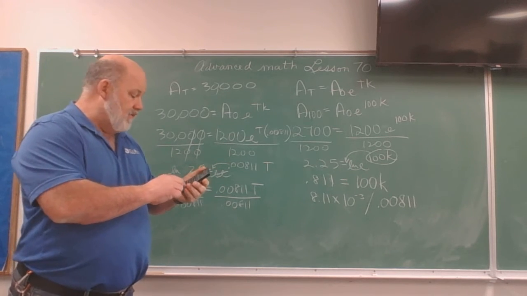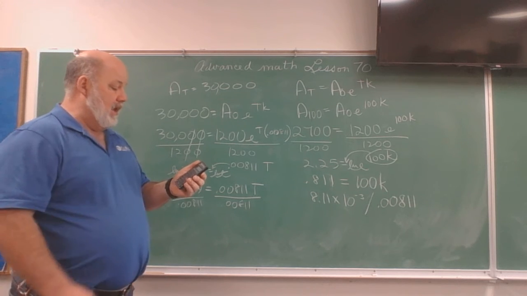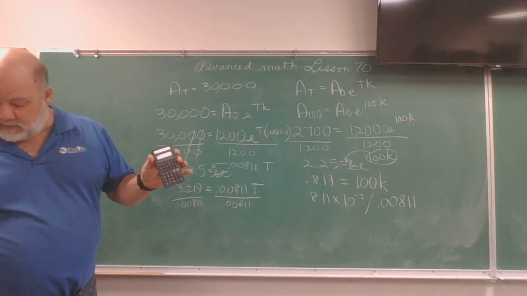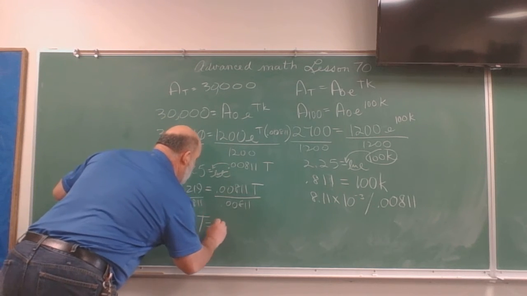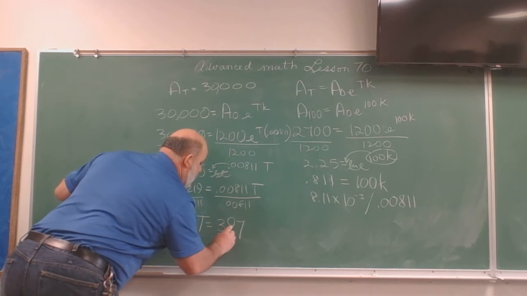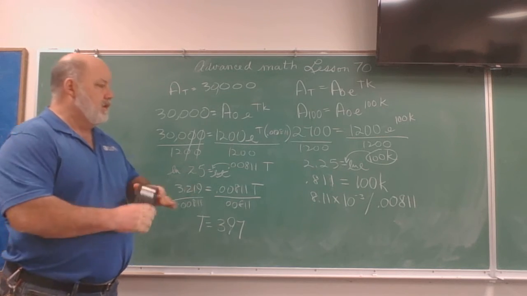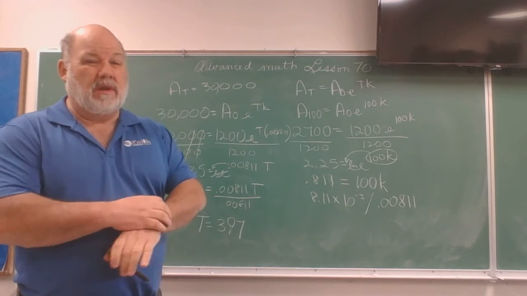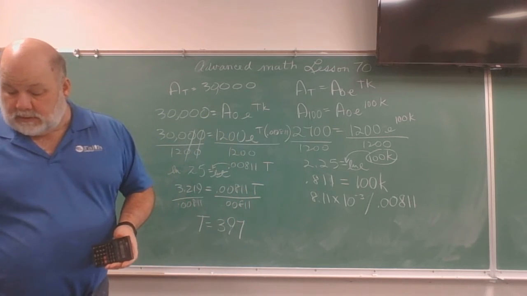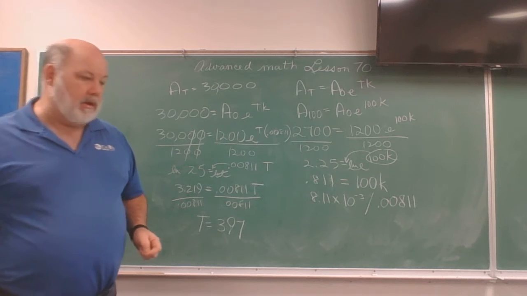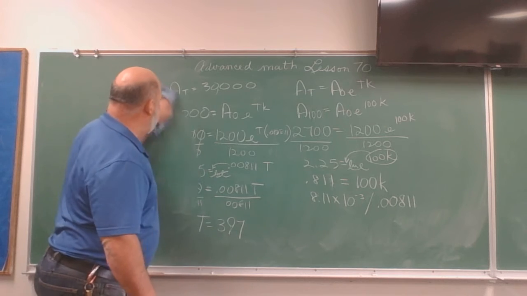3.219 divided by 0.00811 equals 396.9, or your time, that's a 9 there, is 397 hours. Slightly different than we did the other one, and you're solving for a different problem. All right, we're just going to go on to the next example.